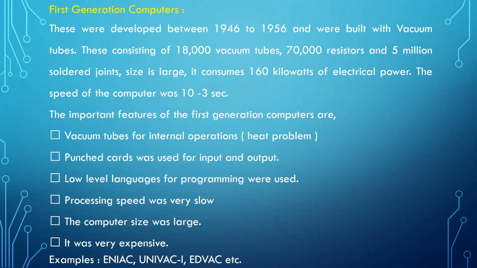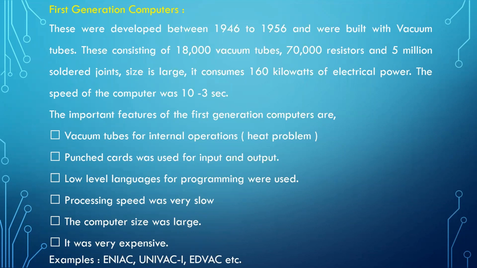Then second point, these consist of around 18,000 vacuum tubes. To manufacture one computer, around 18,000 vacuum tubes are used. This is one of the major components used in that computer. A vacuum tube is nothing but a small zero bulb. Around 18,000 such bulbs are required.